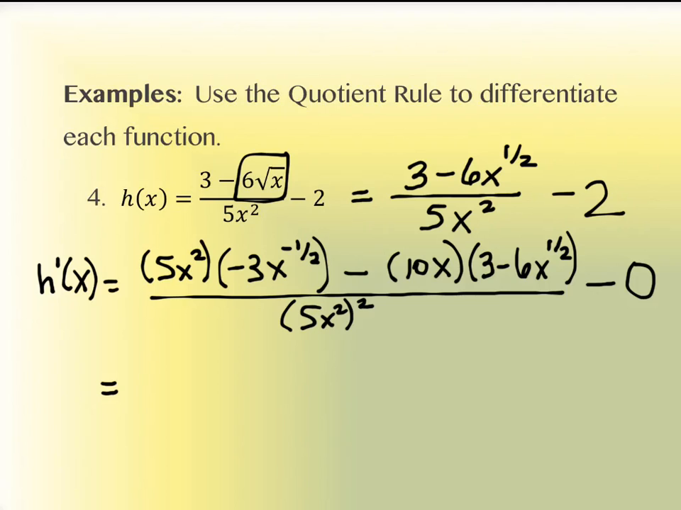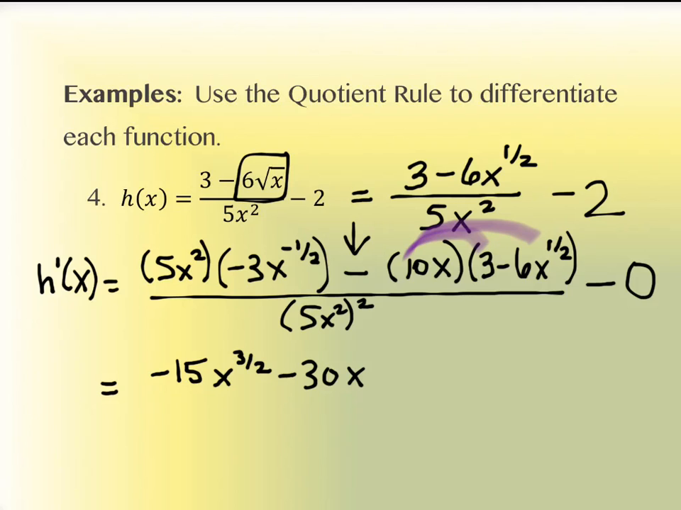What do I get when I do 5x squared times negative 3x to the 1/2? What's the coefficient? Negative 15. Thank you, Paula. What is going to be my exponent on x? 3 halves. So negative 15x to the 3 halves. All right. Now I'm going to have to distribute the 10x through things. So what is 10x times 3? 30x, and I've got the negative here on the outside, so this is negative 30x.